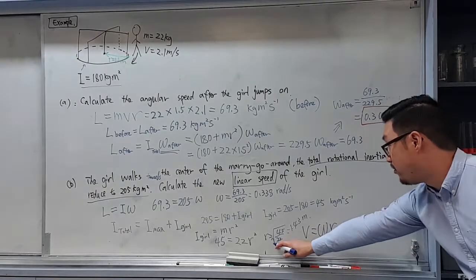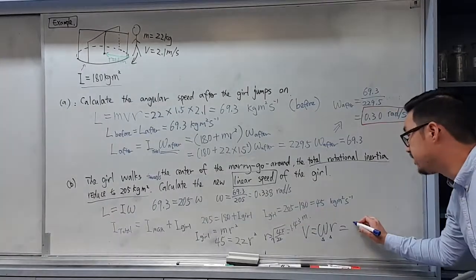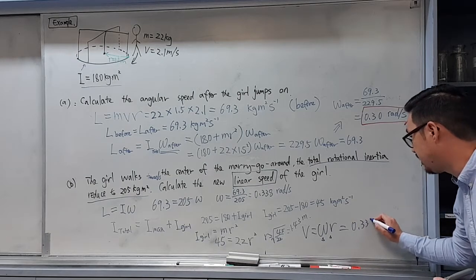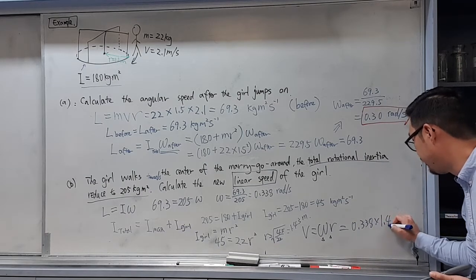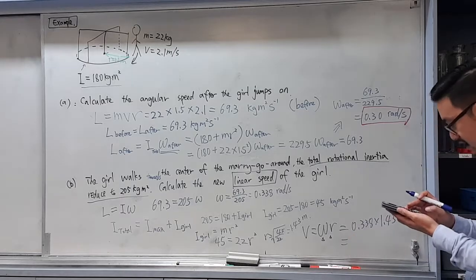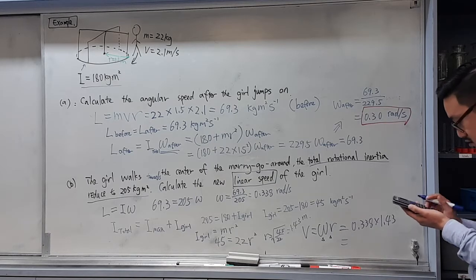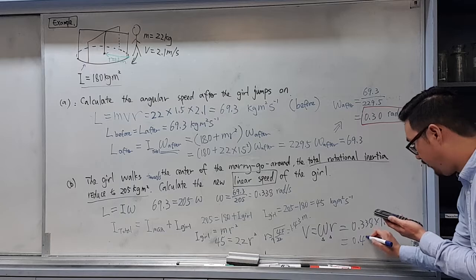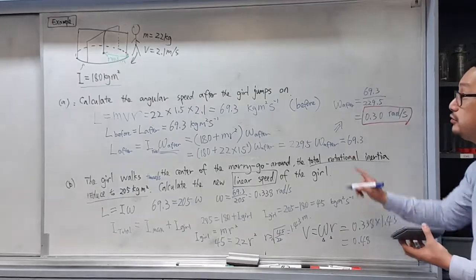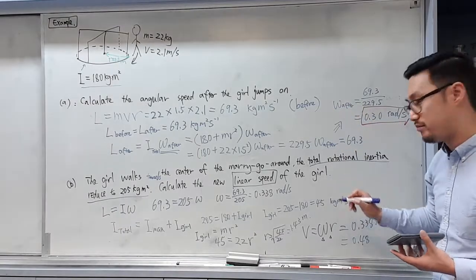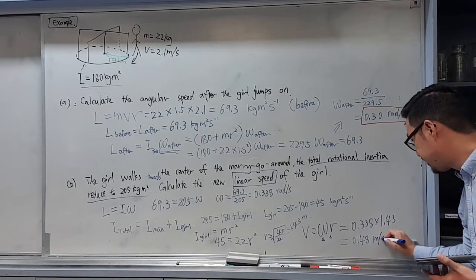Now I've got my radius and I've got my speed, so I can put the numbers in. 0.338 times 1.43. That will give me the answer, 0.48. I'll round it to two significant figures. That's the same as the one before. Okay, meters per second.